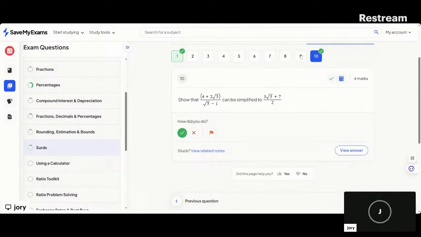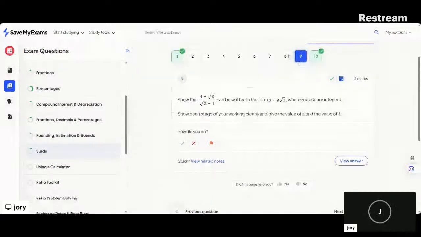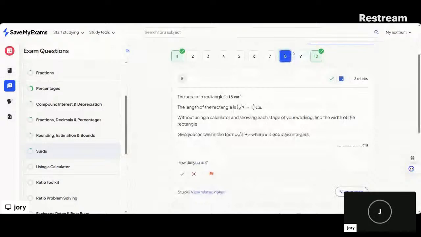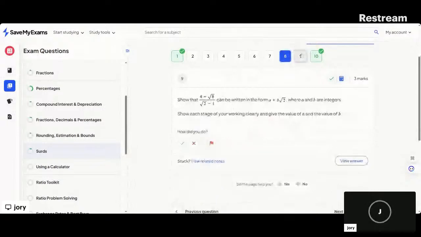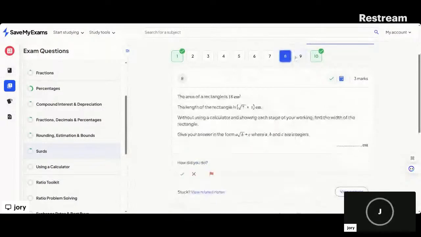Let's have another third one, because I'm not very good at thirds. I didn't even know what a third is last month. I don't understand this, so let's try this one. Area of a rectangle is 18 centimeters squared. This is the length, without using a calculator and showing each stage of your working. Find the width of the rectangle.